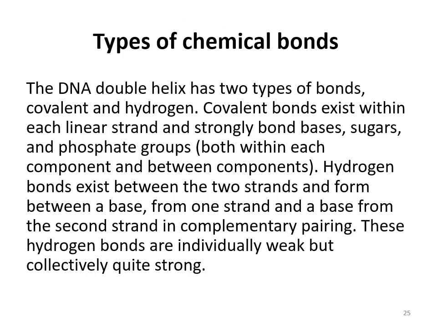At the end, we are going to discuss the type of chemical bonds present in a DNA double helix, and it has two types of bonds. One is covalent and the other is hydrogen. Covalent bonds exist within each linear strand and strongly bond bases, sugars and phosphate groups, both within each component and between the components. So these are all covalently bonded to each other in a single strand.